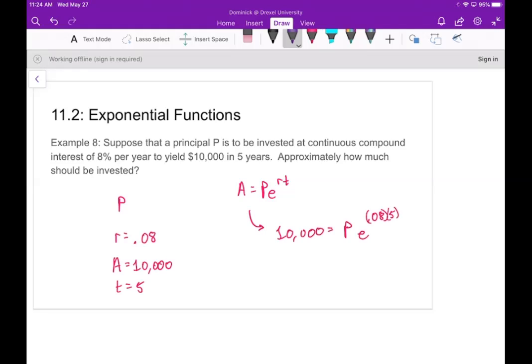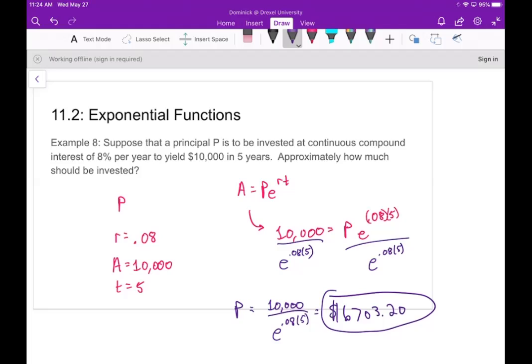So now to get P by itself, we need to divide by this e term, e to the 0.08 times 5. So we're going to get that P is equal to 10,000 divided by e to the 0.08 times 5. And if we let our calculator do that, we want to do 10,000 divided by e to the (0.08 times 5). And that's going to tell us that we should invest $6,703.20 if we want to end up with this $10,000 in 5 years.